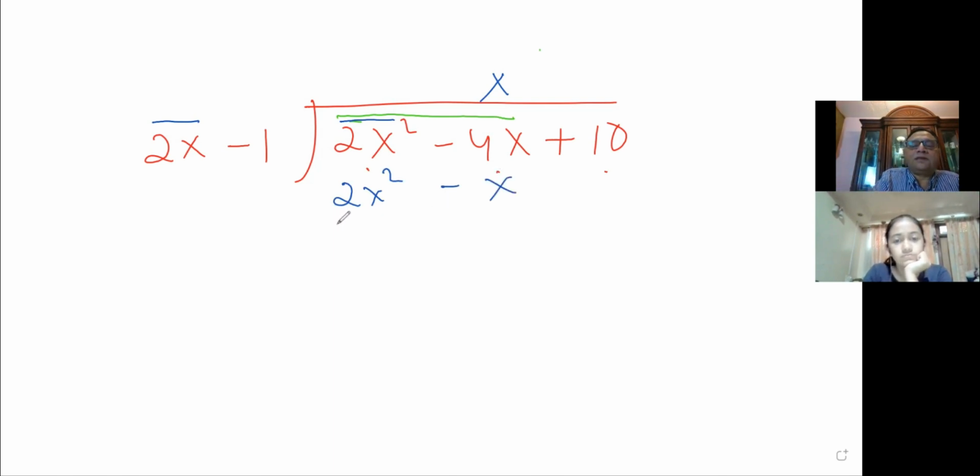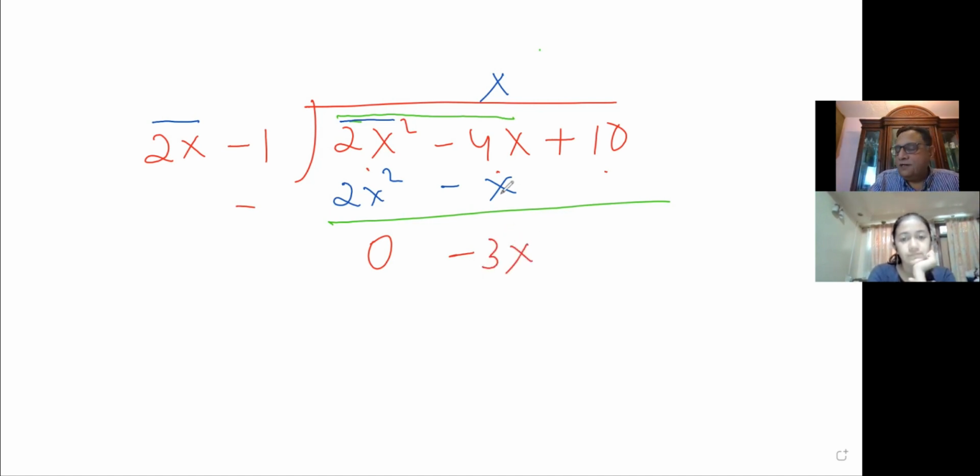And now let's subtract this. And when you subtract minus 4x minus x, what do you get? Tell me. In the case of 2x squared, we get 0. And your minus 4x, minus or minus, we have to subtract minus x, correct? Yes. So you get minus 3x, right? Subtracting minus x. You get the idea? And yes. Now you bring down the next term, which is 10.